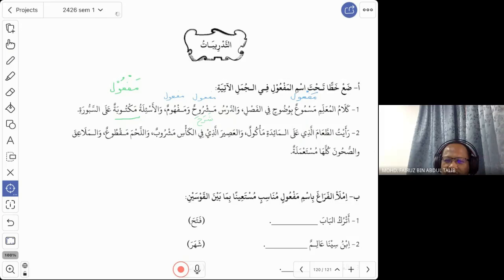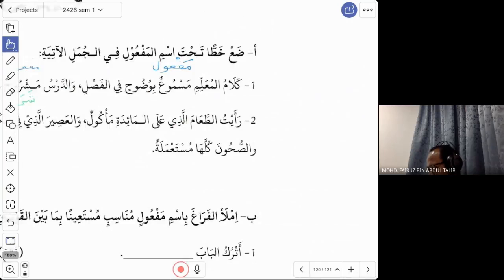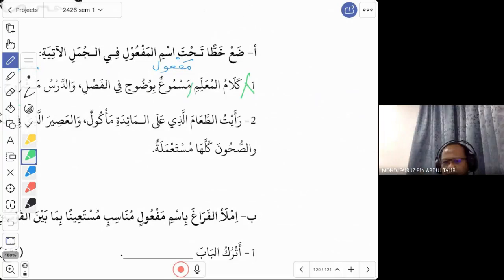But now we are not using a verb, we use a noun. So you need to add one word to the sentence to change from is to was. So what is that word? You need to add one word to the jumlah. So the word can be here or can be here. One word. You have learned, all of you know the word. Yes. Kana, yes, correct. So here, if you want to say the speech of the teacher was heard, you simply add the word kana to the sentence. Then, kana kalamul muallim masmu.